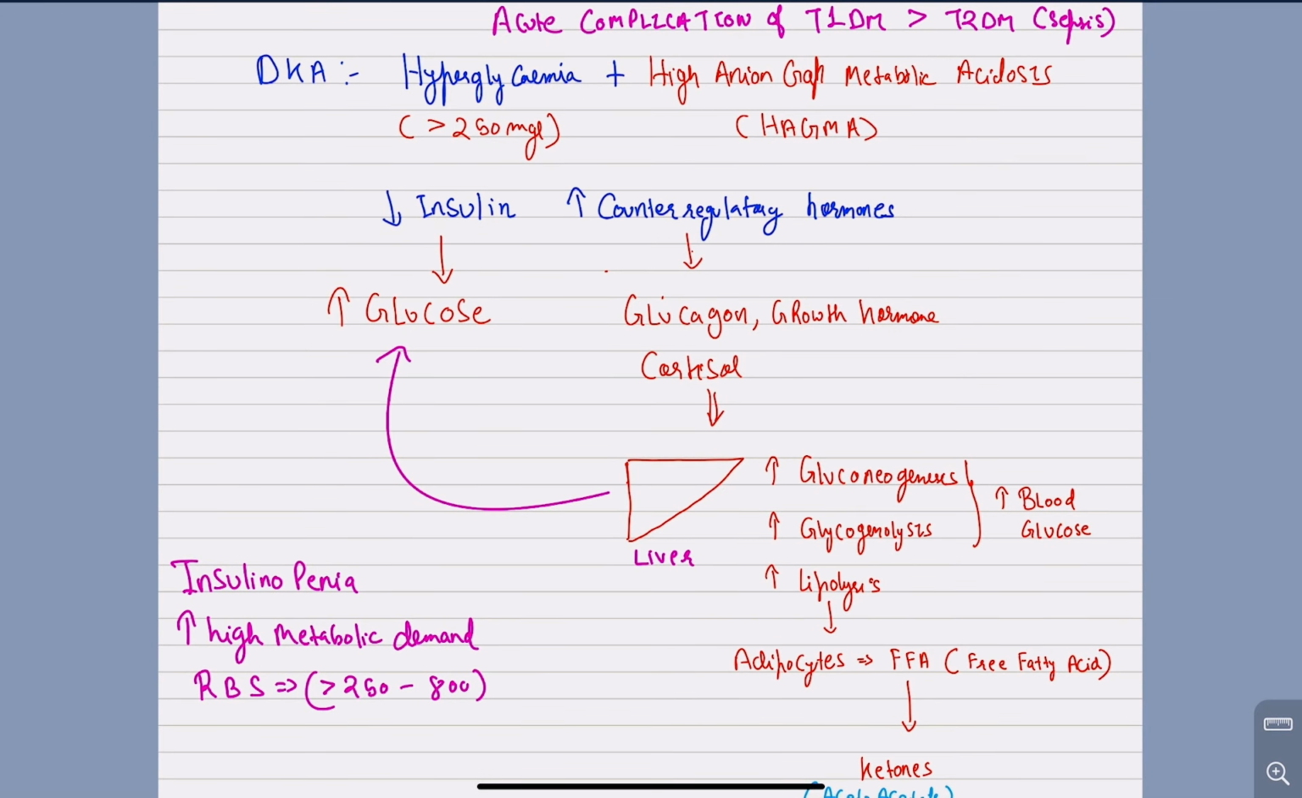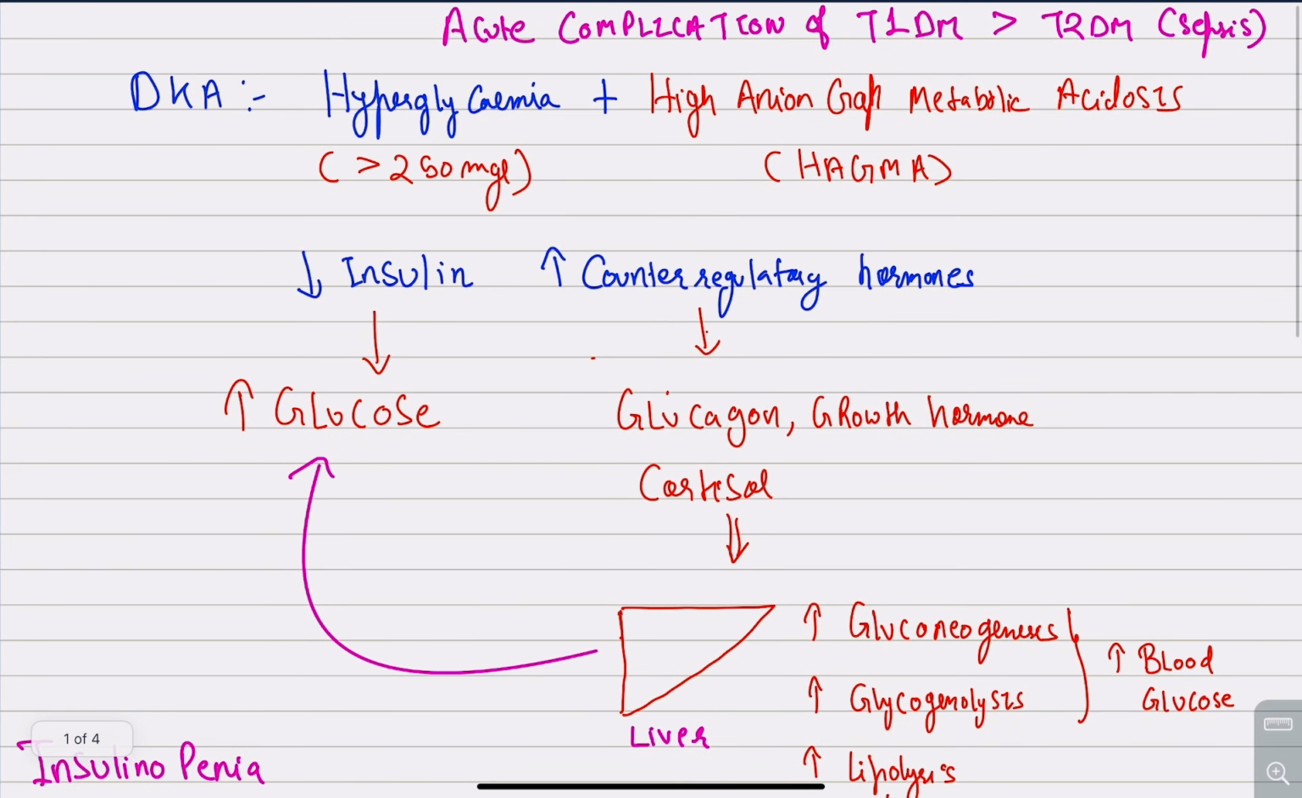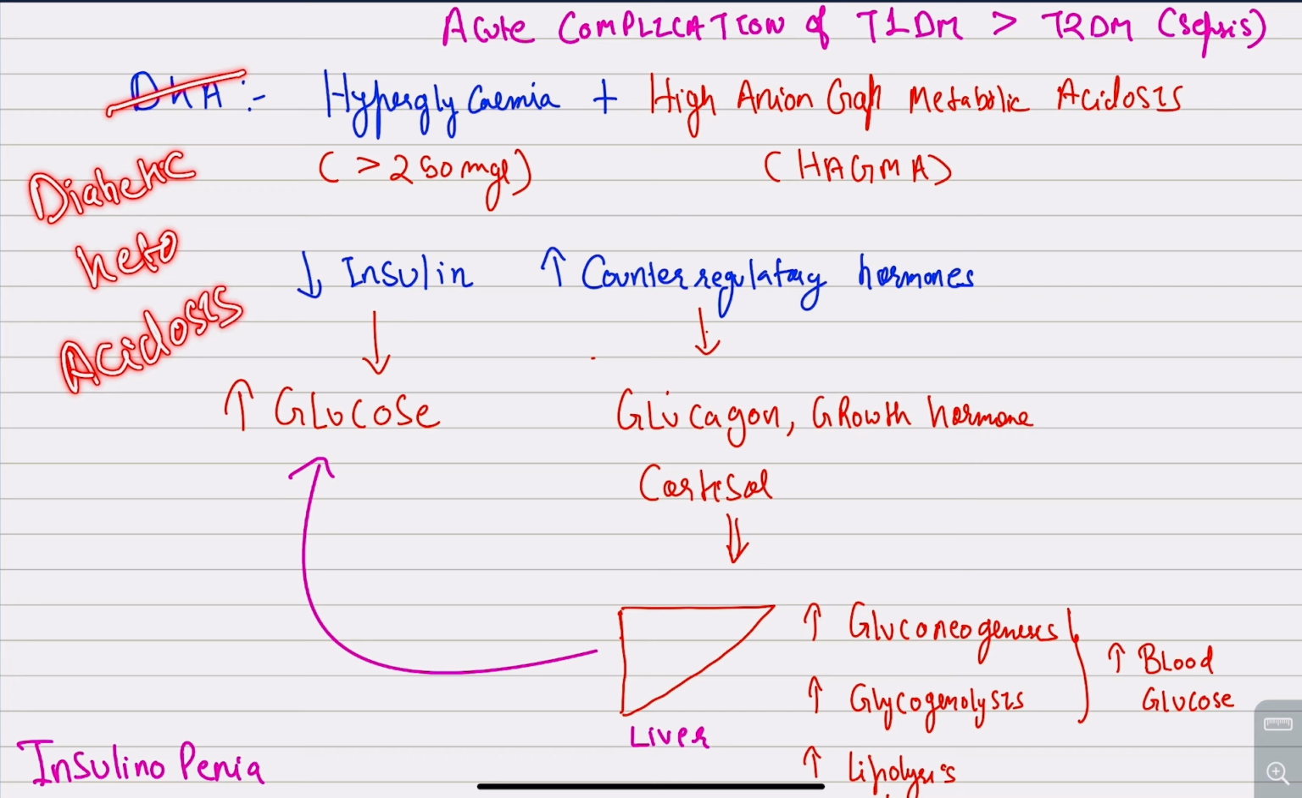Okay, hello guys. Today we are going to learn about an acute complication of type 1 diabetes mellitus, which is also known as DKA, diabetic ketoacidosis. Now, how can we define that the patient has diabetic ketoacidosis?